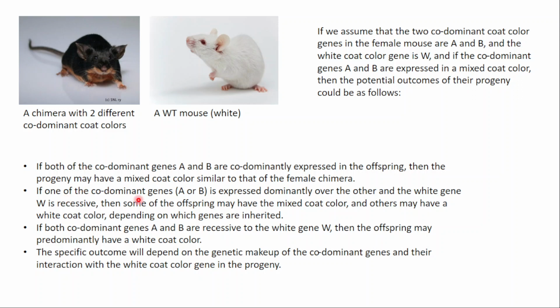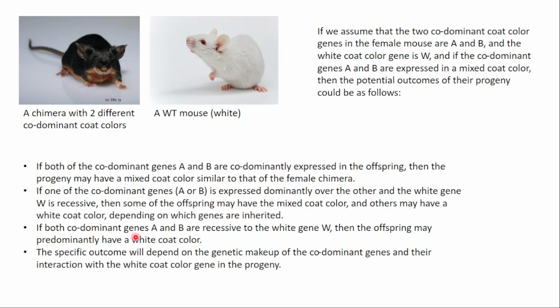So there will be offspring if one of the codominant genes A or B is expressed dominantly over the other and the white gene W is recessive, then some of the offspring may have the mixed coat color, others may have white coat color depending on which genes are inherited.